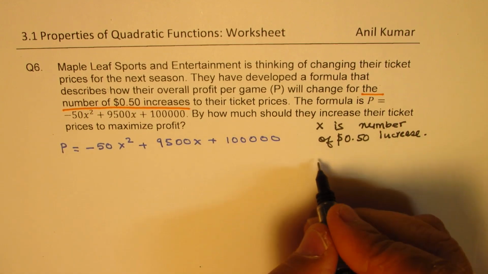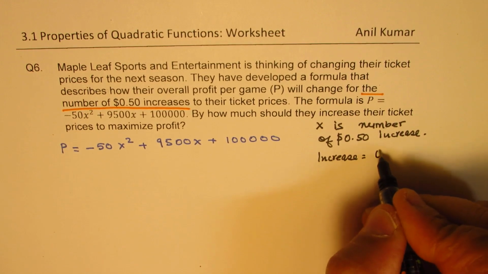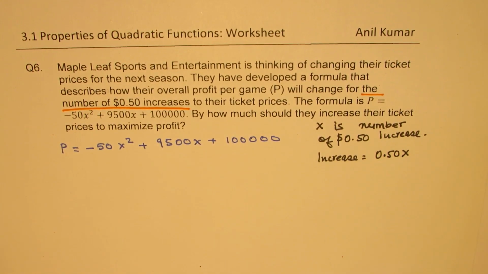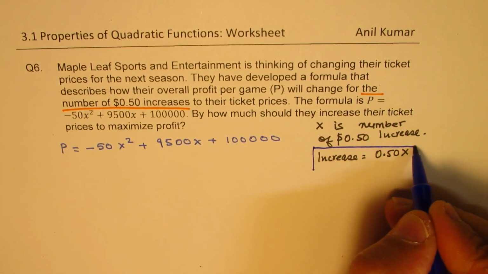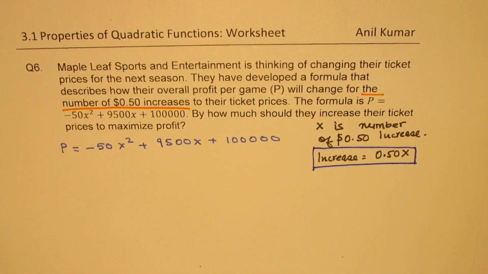So what is going to be the increase? The increase will be 0.50 times X. This is very important to understand, as that is where you might make a mistake. But keeping this in mind, I'd like you to follow one of the methods which is familiar to you and find the maximizing value of X.